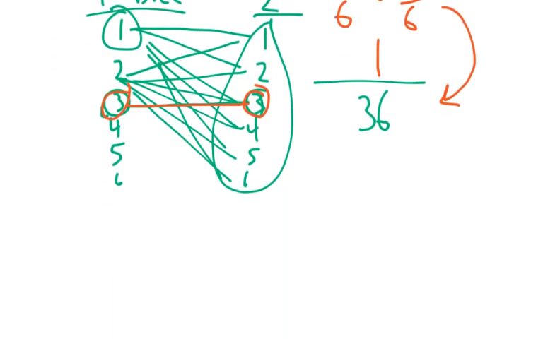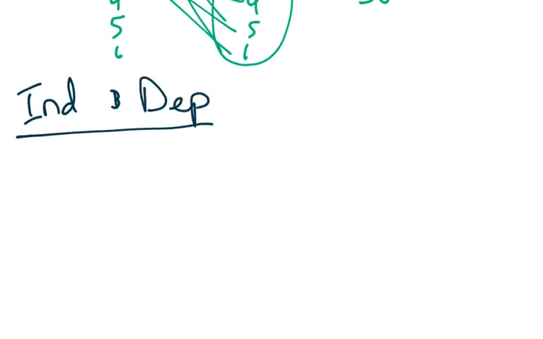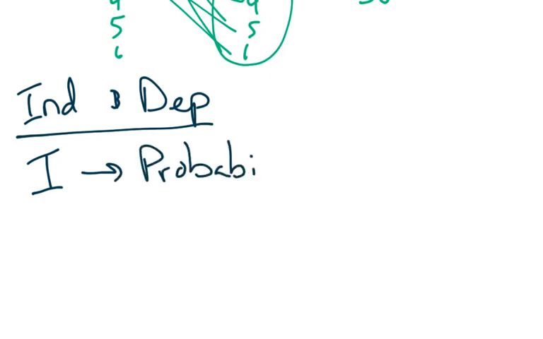Now, this is where we have to read the fine print a little bit. There's a difference between independent events and dependent events. I'm abbreviating that IND and DEP for independent and dependent events. With independent events, the probability stays the same.